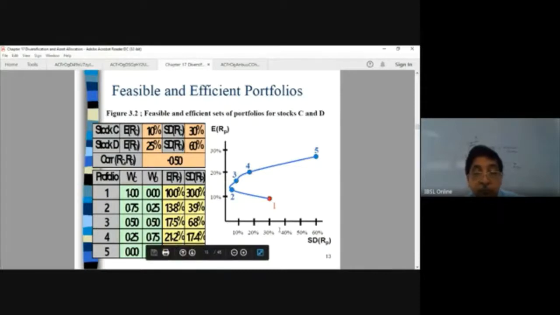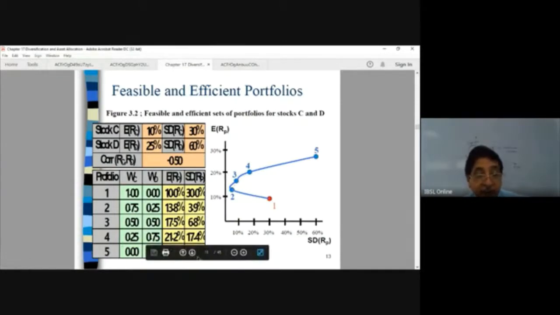And number 4. Number 4 is SD 17.4. So it is somewhere here. You can see 17.4. And the expected return is 21.2. So 21.2 is just about 20 here, right? Now you just look at it. So all the points are now being plotted.